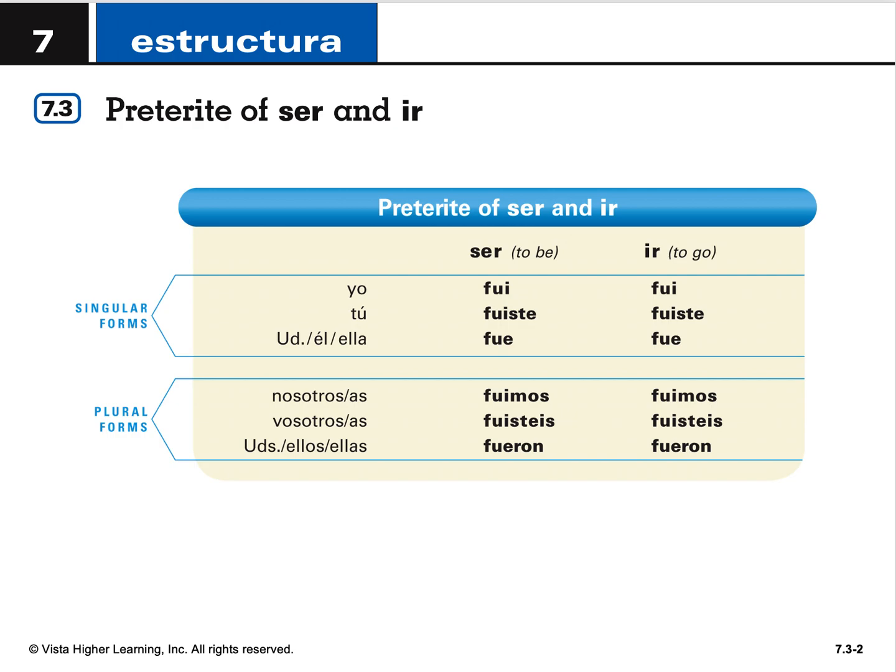This is why context is so incredibly important when you're looking at sentences in Spanish. Because ser, to be, is very different from ir, to go. So you're going to have to rely on context to make sure that you know the right verb that is being utilized.